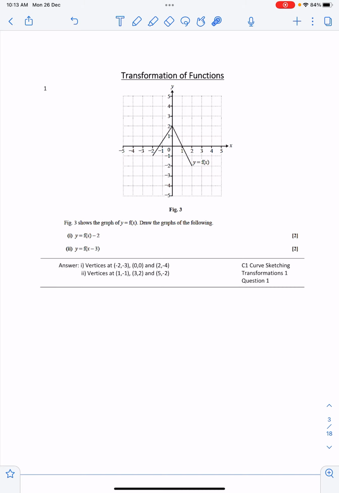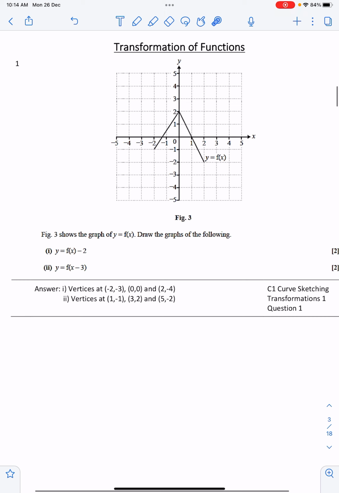Question number 1 says figure 3 shows the graph of y equals f of x. Draw the graph of the following: f of x minus 2. F of x minus 2 is basically the graph has to go 2 units down. That means a translation of 0, negative 2. The graph will go 2 units down. So I am just shifting the graph 2 units down overall. The resulting graph is going to be this one.